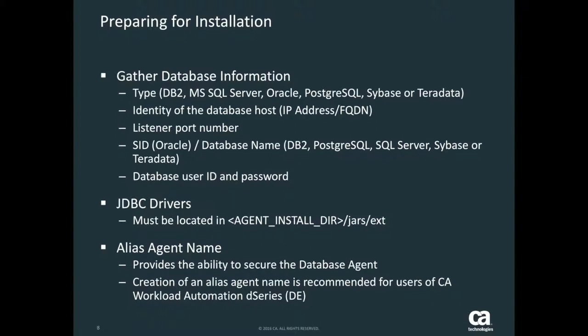The JDBC driver associated to your database must be situated within the jars ext directory. This can be found within the agent install directory on your server. Please consider the creation of an alias agent name. Doing so provides the ability to secure the database agent. Please note that we recommend the use of alias agents for users of CA Workload Automation D-Series.